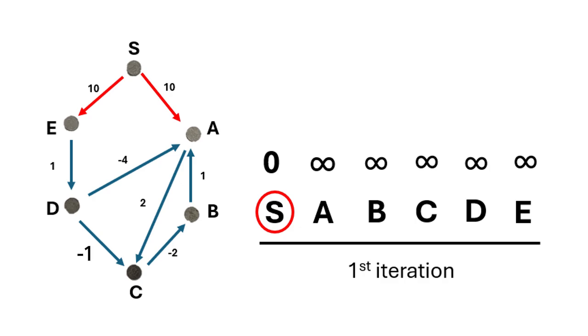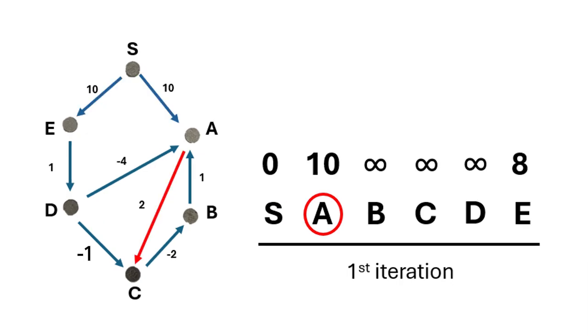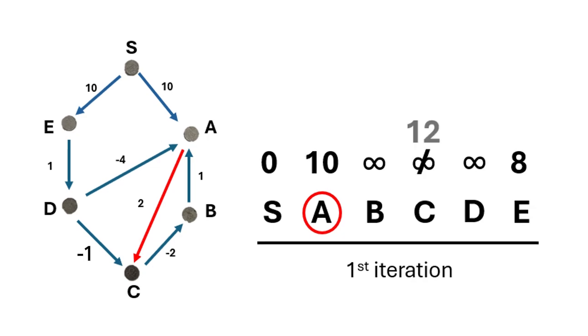Looking at S, we see we can reach A with the cost of 10 and E with the cost of 8. So, we will update the table. Next up is A. We now know that we can reach A with the cost of 10. Looking at its outgoing edges, we see we can reach C with the cost of 2, or a total cost of 12.